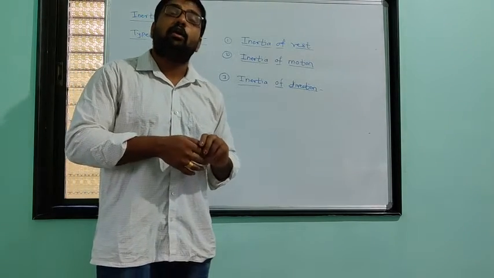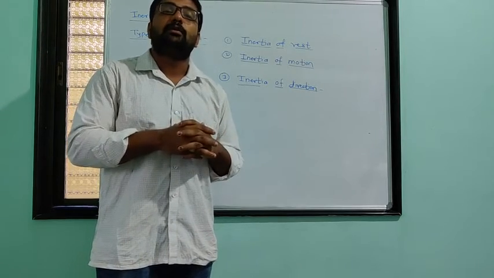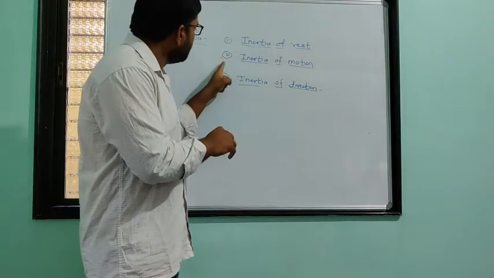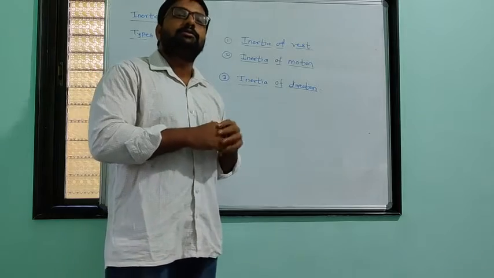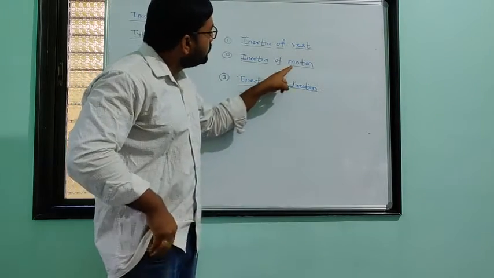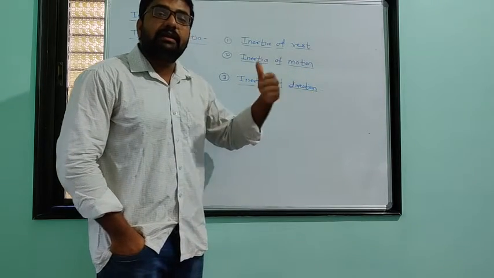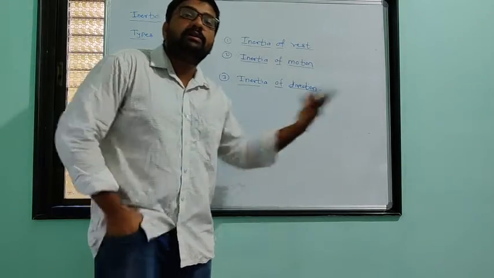Inertia gained by an object due to its rest position is simply called inertia of rest. Okay, next is inertia of motion. Inertia gained by an object due to its motion. Motion means it has some velocity. The object is in a moving state.